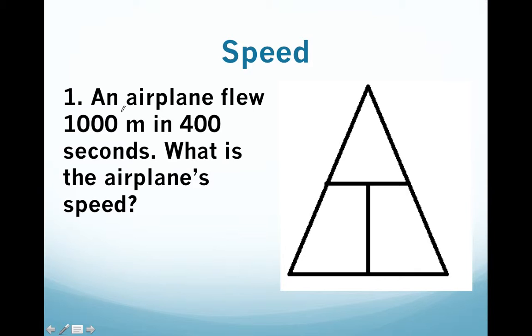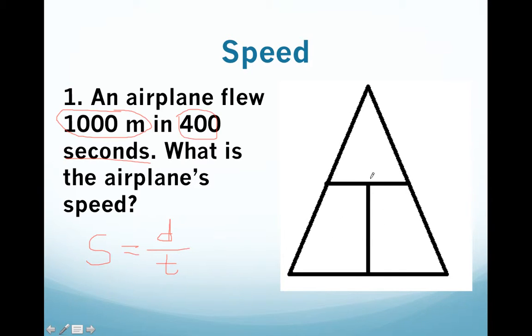An airplane flew 1,000 meters in 400 seconds. Okay, and we want to know the speed. So down here I'm going to write the formula for speed. Speed is equal to the distance divided by your time. Now, if you don't know this, we have a triangle drawn over here.